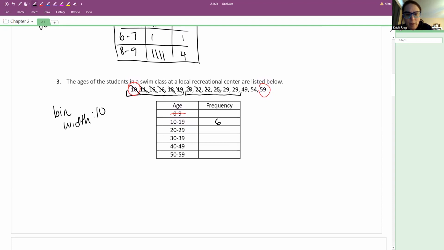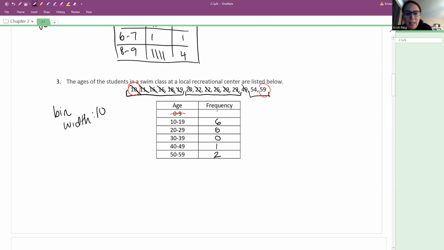1, 2, 3, 4, 5, 6. Now, there's nobody from 30 to 39, but it's important to have that 0 in the middle because it shows that gap in ages. Something's going on in there at this recreation center. For some reason, nobody 30 to 39 is signing up. So perhaps if you were in charge of marketing, maybe you would start targeting that age group. I just have the 1 49-year-old, and then there's 2 people in their 50s.